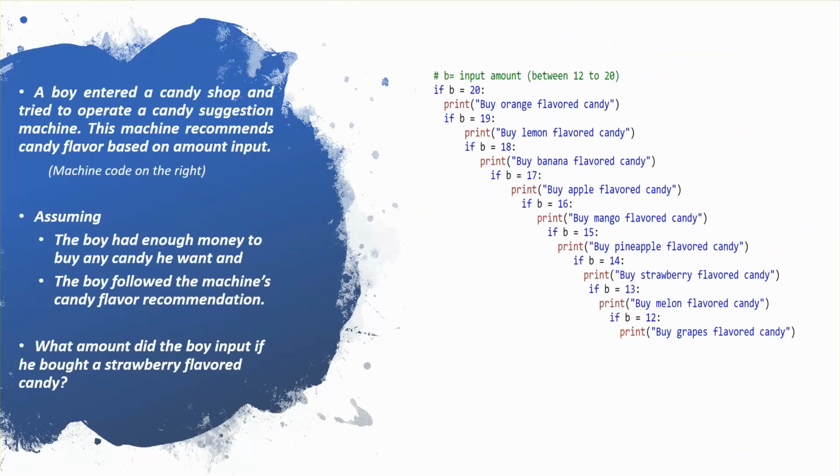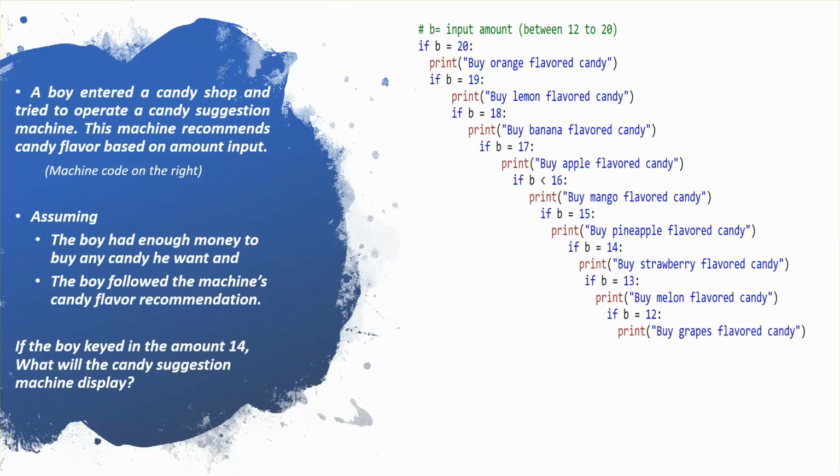Here's a sample question. A boy entered a candy shop and tried to operate a candy suggestion machine. This machine recommends candy flavor based on amount input. Assuming the boy had enough money to buy any candy he wanted, and the boy followed the machine's candy flavor recommendation, what amount did the boy input if he bought a strawberry flavored candy? So what is the answer? The answer is 14.